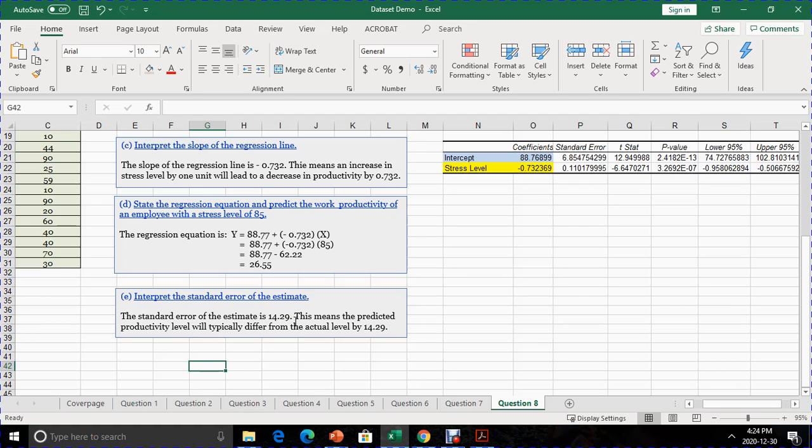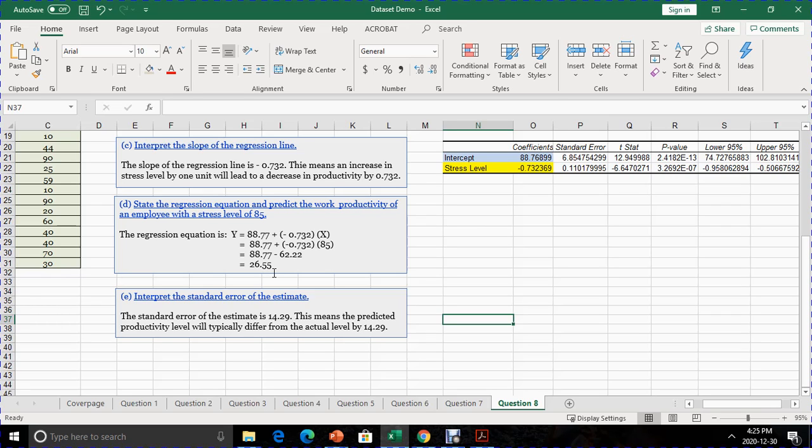And what does that mean? It means the predicted productivity level, the prediction that we did here, will typically differ from the actual level by 14.29. That is to say that although we've made a prediction, our prediction will not be exact. We may have to give it a margin of error, right? We make a prediction about something that is unknown. It's always good to vary it so that it gives you some margin of error with which you can identify a range in your predictions.